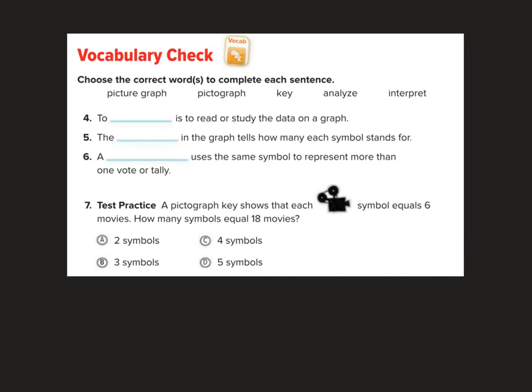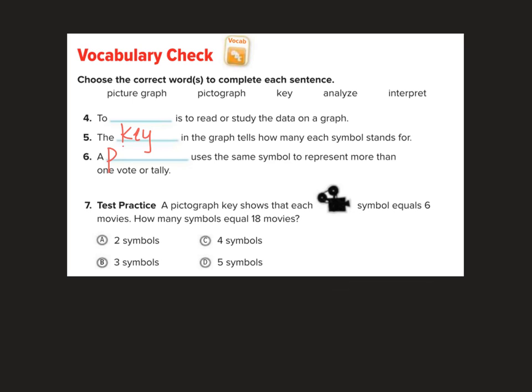Okay, choose the correct words to complete each sentence. What is a picture graph? Well, there's only 3 and there's like a lot of them, so let's read the definitions first, I guess. To blank is to read or study the data on a graph. Okay, the blank in the graph tells how many each symbol stands for, so that'd be the key. Okay, I know that one right away. A blank uses the same symbol to represent more than one vote or tally.